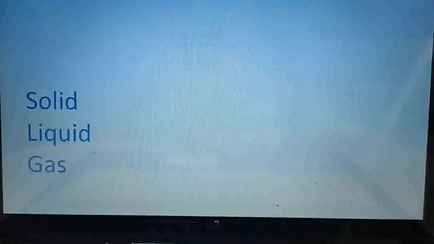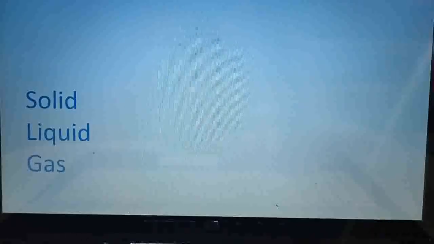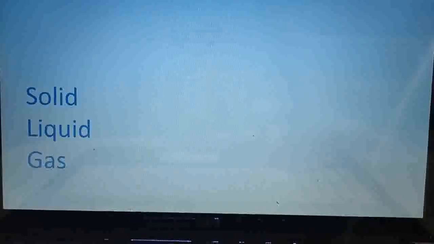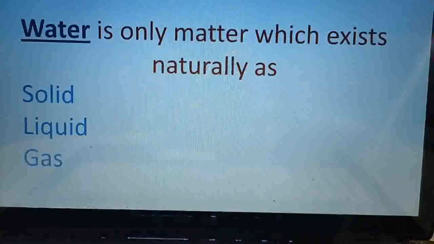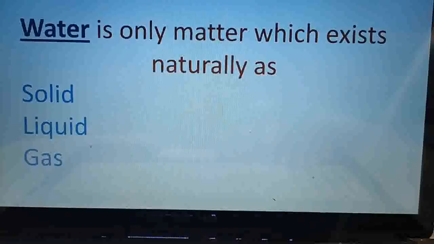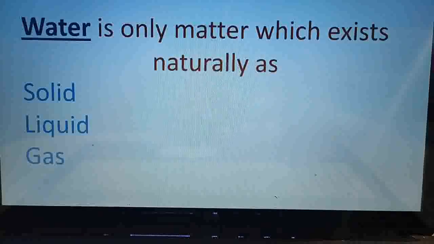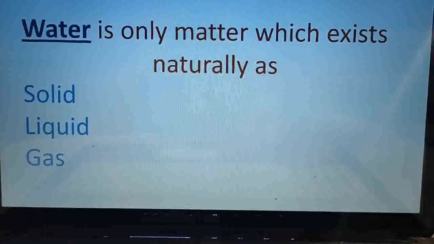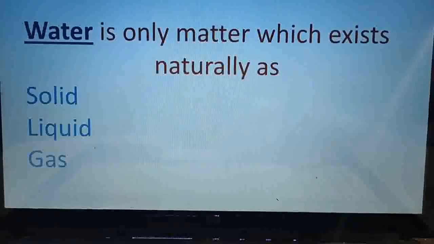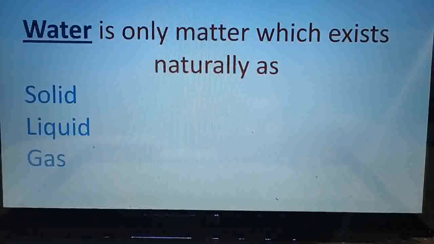Before that, can you tell me a substance that exists naturally in all these three states? In nature, this substance is present in three states. Can you name that substance? Yes, it is water. It is the only matter which exists on earth naturally in these three states. What is frozen water called? Ice. We can find glaciers of ice. Snow is there. Liquid water we can find in rivers, lakes, oceans. In the gaseous state, we can find water vapor in the air.